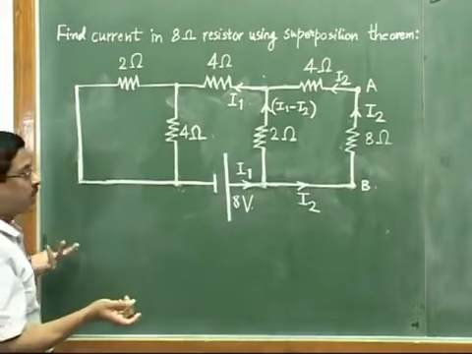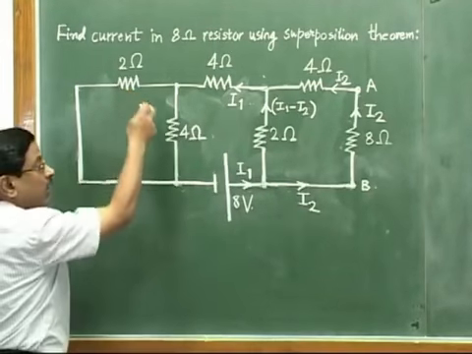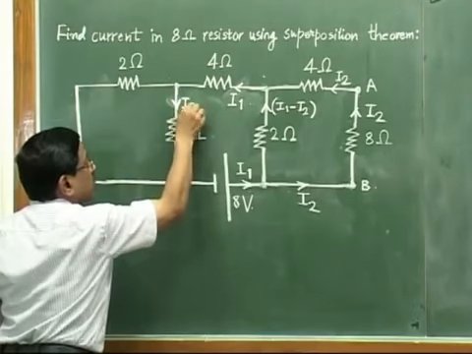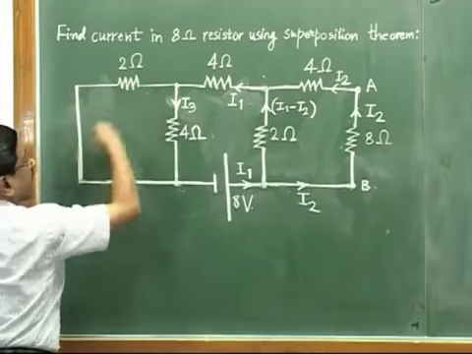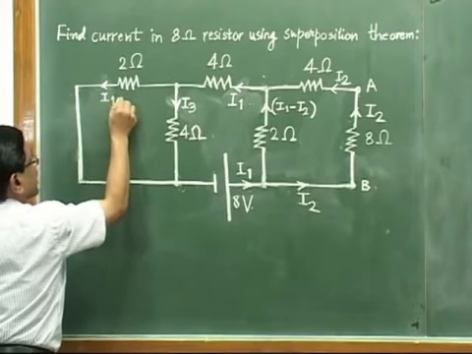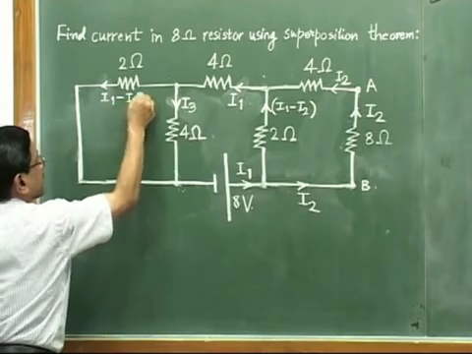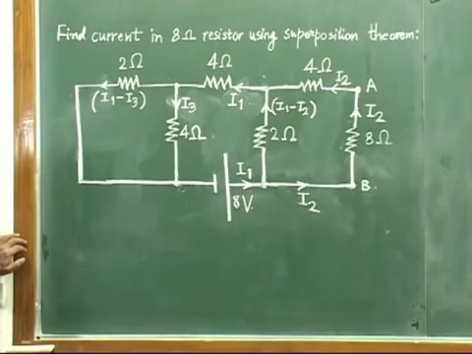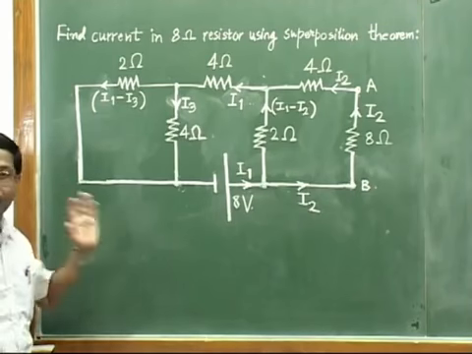So anywhere you assume some other variable I3, either here or here. Say let us assume that I3 is here. Again it is your choice. So what will be the current going to the left? It will be I1 minus I3. Remember, the distribution of current is totally on your own choice. Only the thing is that the current distribution should be proper and correct.